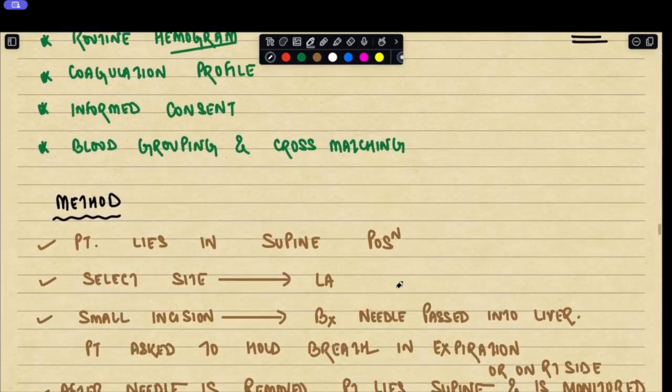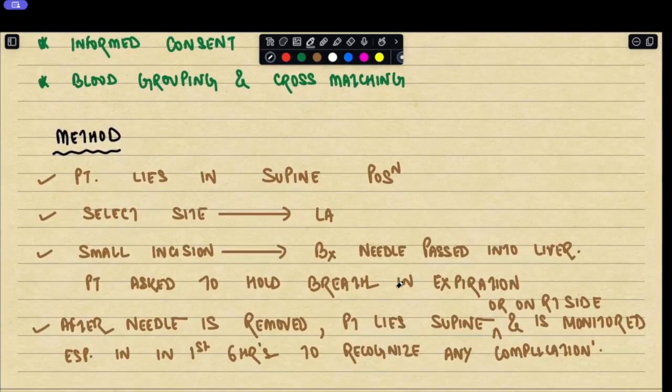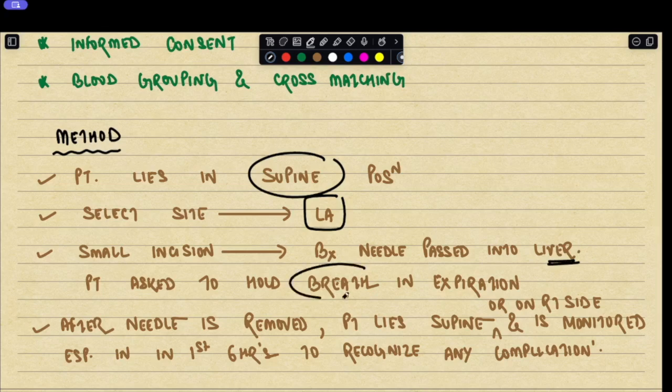Okay. So what is the method? Now we are not going into the details of the method and how it is carried out. Only superficially we will understand, because again this is not carried out by the pathologist. So the patient is lying in the supine position. You have to select the site, give local anesthesia, give a small incision, insert the biopsy needle. It is passed into the liver. The patient is asked to hold the breath in expiration. Okay. After the needle is removed, the patient lies supine or on the right side, and the patient is monitored especially in the first 4 to 6 hours, because majority of the complications takes place in that time. So you have to monitor the patient post procedure. It's not that the patient will go home.